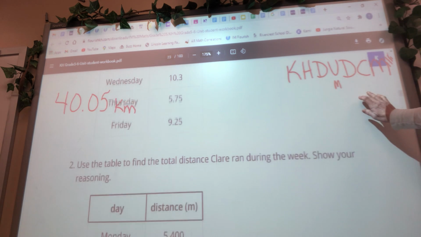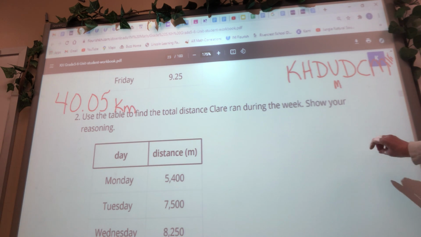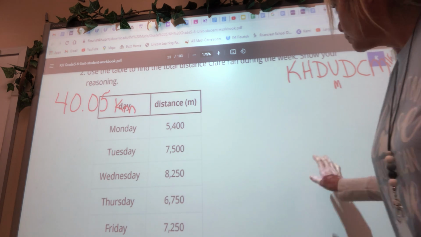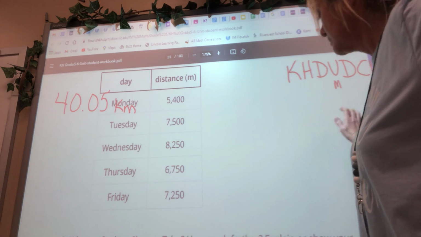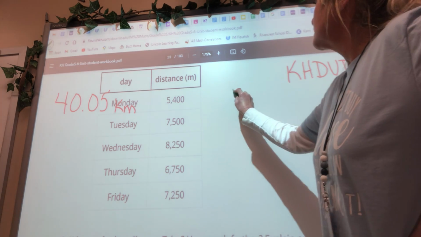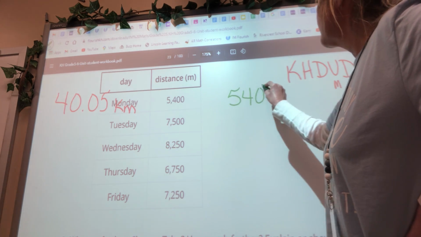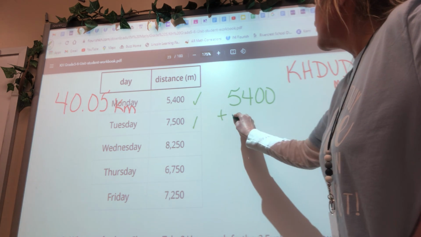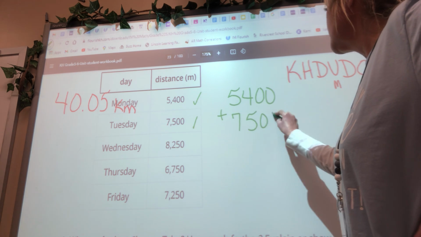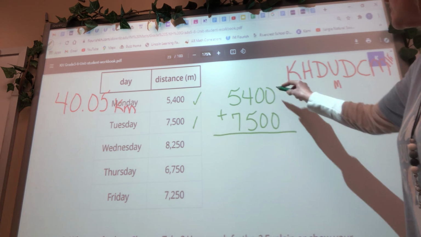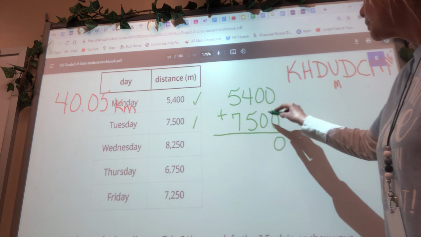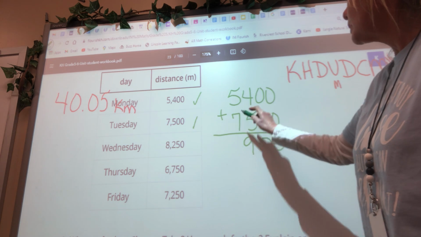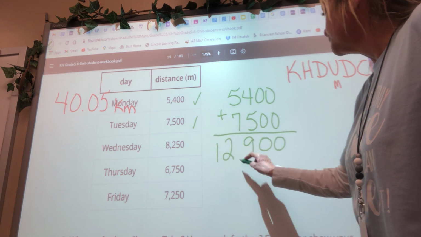All right, now it says, use the table to determine how far Claire ran that week. Okay, we're going to use the same process. Claire ran 5,400 on Monday and 7,500 on Tuesday. 0 plus 0 is 0. 0 plus 0 is 0. 4 plus 5 is 9. And 5 plus 7 is 12.